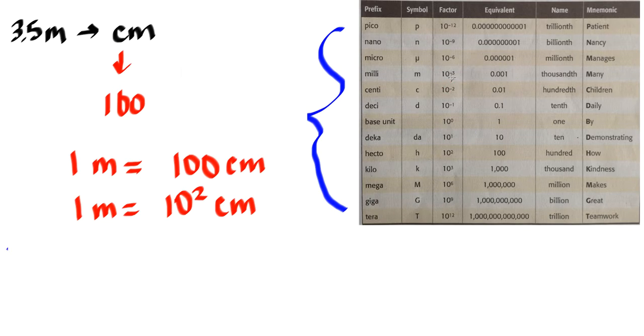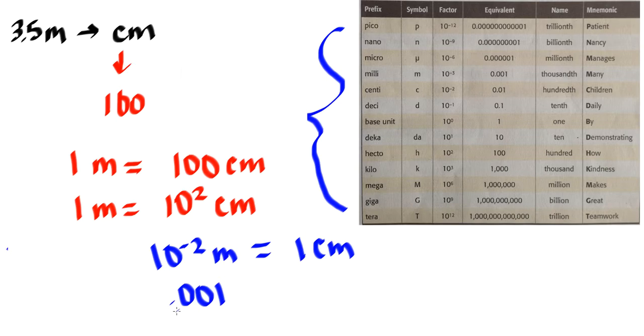That is why I say ignore the negatives. So if you're going to use the negatives, they have to go with the base unit. If you're going to use positive integers, you have to use it like this. So it's either this or 10 to the negative 2 meters is equal to 1 centimeter. This is all the same thing.